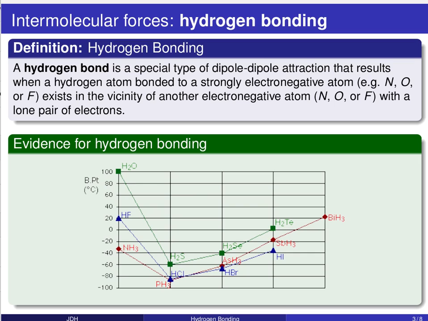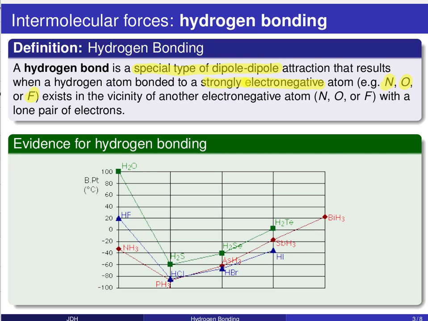So first up, the definition of a hydrogen bond. A hydrogen bond is defined as a special type of dipole-dipole attraction. Okay, so it's still dipole-dipole. It's a special type that results when you have a hydrogen atom that's bound covalently to a strongly electronegative atom, right? And typically the strongly electronegative atom will be either nitrogen, oxygen, or fluorine, right?